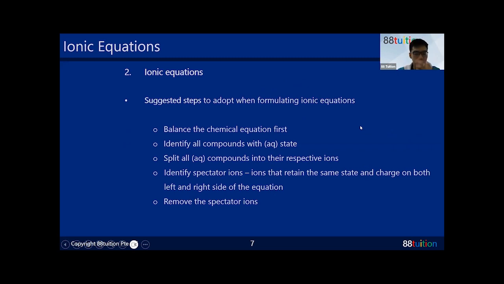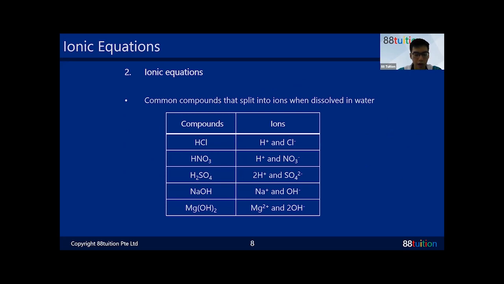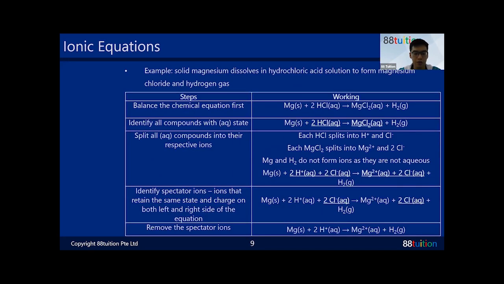These are some of the steps to adopt when formulating an ionic equation. I will not go through the steps exactly, I will show you using an example. I have a table here with all the common compounds and what ions they form when they dissolve in water. You also need to be familiar with this. Let's say we have solid magnesium dissolved in hydrochloric acid solution to form magnesium chloride and hydrogen gas.